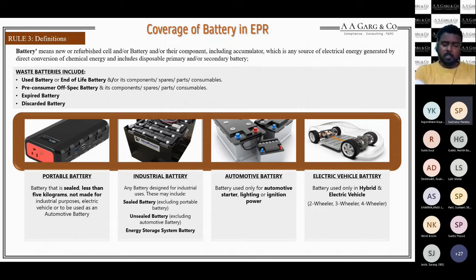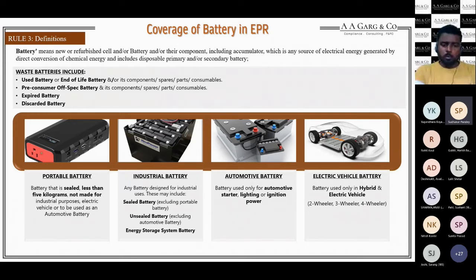Further, batteries have been defined in four types. First is the portable battery, second industrial battery, third automotive battery, and fourth is the electric vehicle battery. As the name suggests, a portable battery means a battery that is sealed, less than 5 kilograms, and not made for industrial purposes. Batteries used in electric vehicles and automotive are not called portable batteries. The next is the industrial battery, which means any battery designed for industrial uses. That will include sealed batteries but not portable batteries. The industrial battery will also include unsealed batteries, excluding automotive batteries.